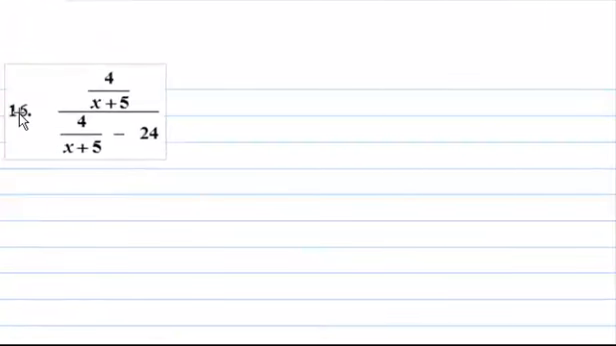We have been asked to simplify this complex fraction, so the first question we have to ask is which type? Well, we only have one term in the numerator, but in the denominator we have two terms. Therefore, the second method would be easier.